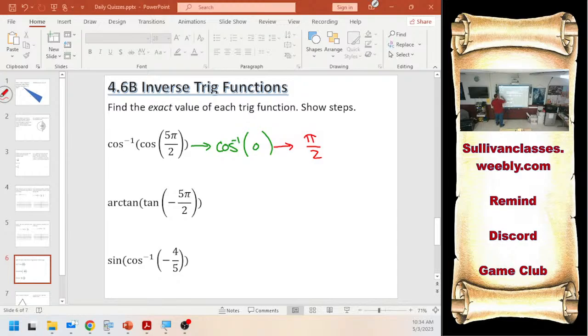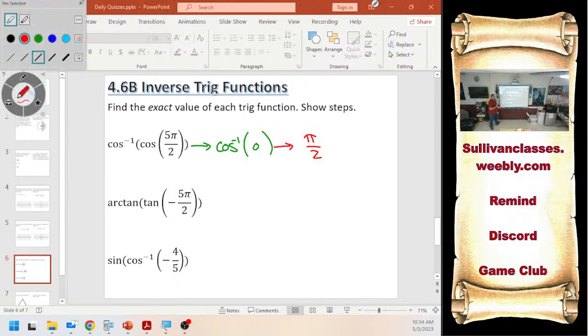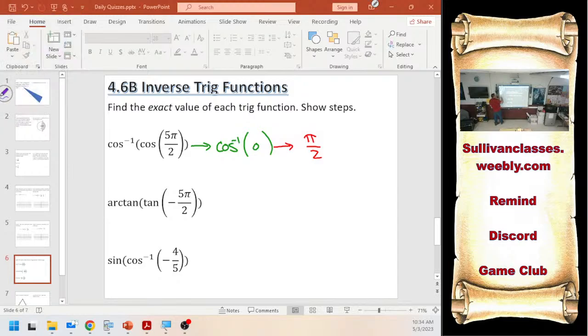Tangent of negative 5 pi over 2. A normal tangent doesn't have all real numbers. It has infinite number of asymptotes at different period intervals. So I got to be careful when I'm doing this. What is the tangent of a negative 5 pi over 2? I got to go around, then down again. So I'm down at negative pi over 2 or negative 90 or 270, wherever your coterminal angle is you want to call it. And it's undefined.